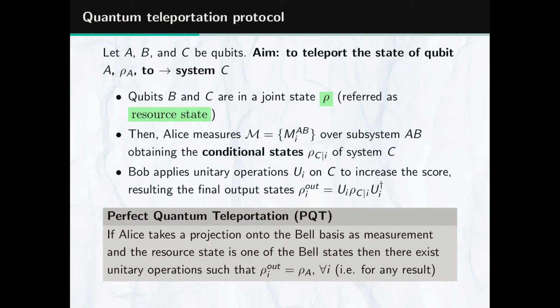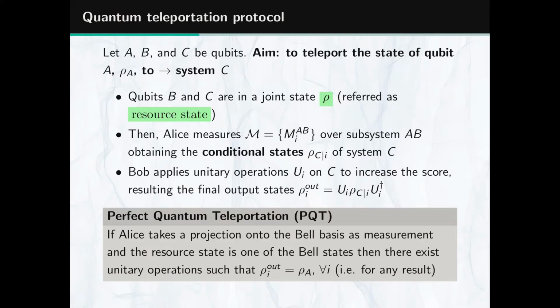The second step consists in performing a measurement over the first 2 qubits, A and B. And finally, we have to perform the unitaries over the conditional states produced by the second step. When you measure, you have conditional states over system C, and then you can perform your unitary operation in order to increase the fidelity. This is the most common protocol, perfect quantum teleportation.